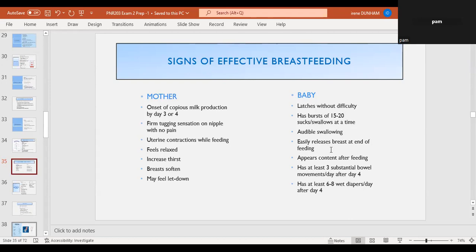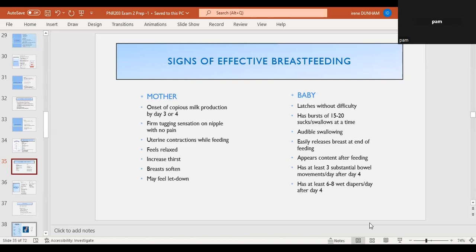If you don't, then you just pull baby off the breast. That's going to hurt mom. And then baby is happy at the feeding, so he got enough of what he needs. And then he has at least 3 substantial bowel movements after day 4. Yeah. And I tell you, breastfeeding babies have a sweeter smelling stool than a formula baby.